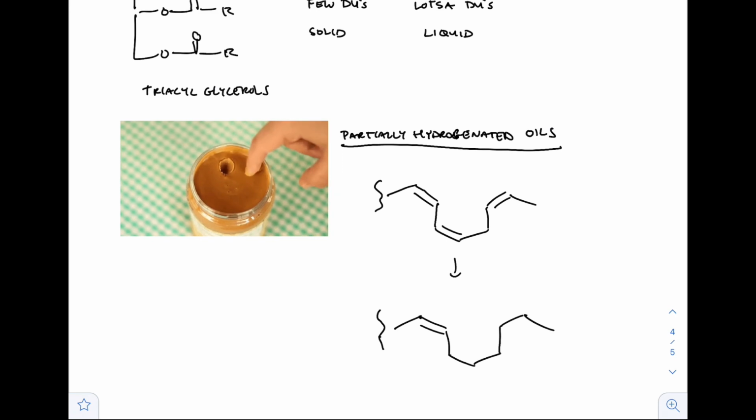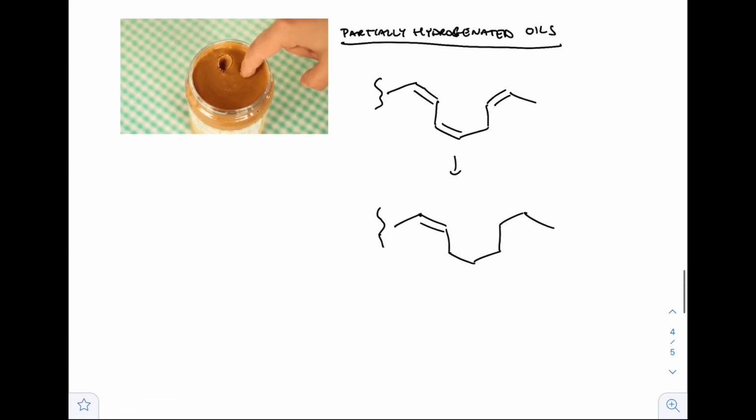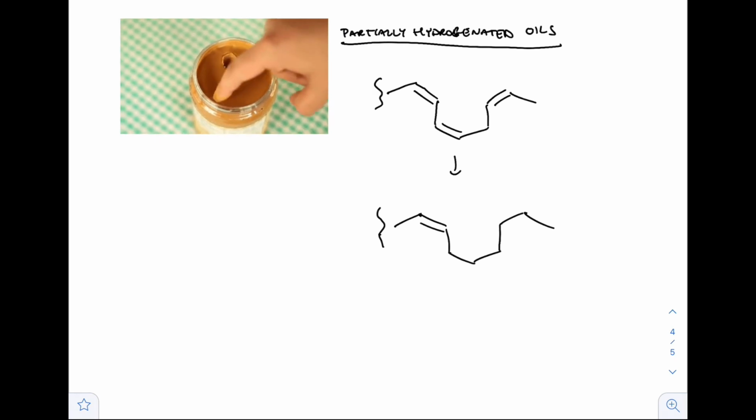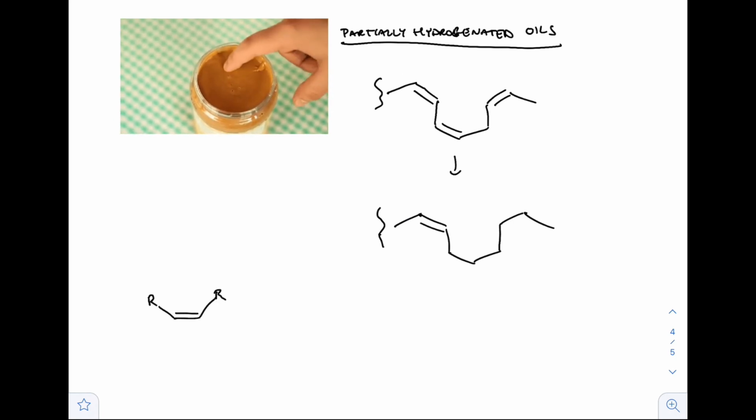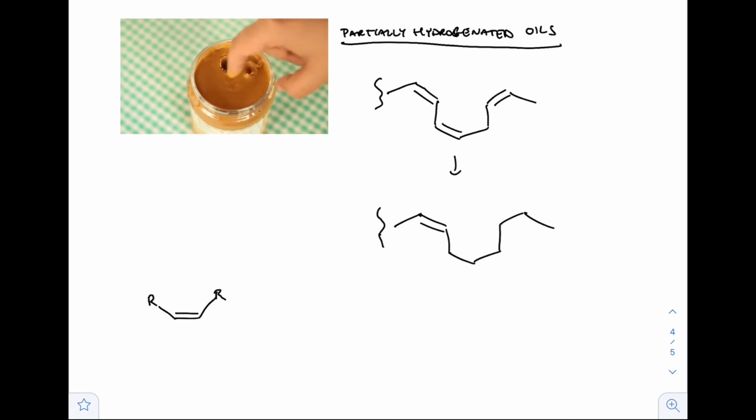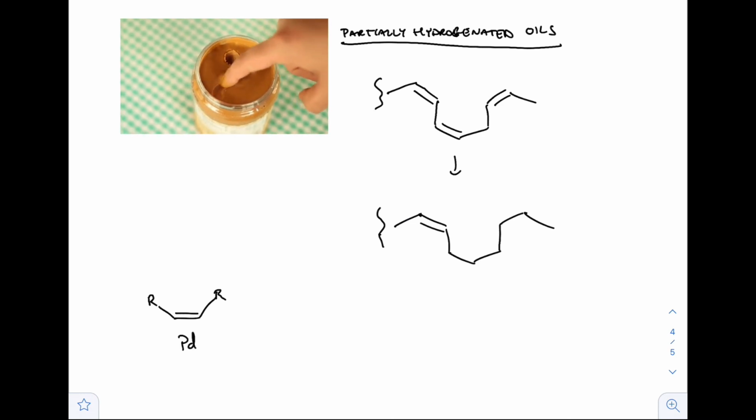So partially means not all of them. So you might have one, two, a couple there, right? But for the most part, they've brought down the number of DUs, and that's why it's no longer a liquid anymore. It's a solid, because it's more like fats, right?